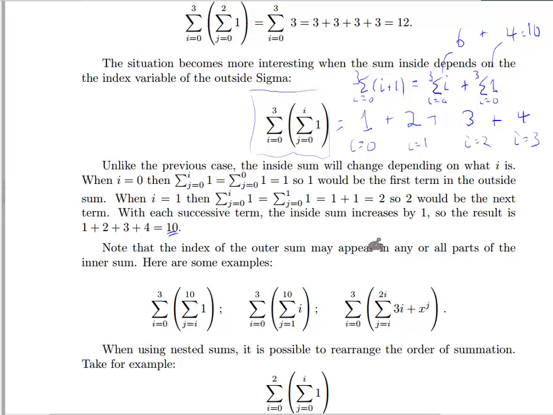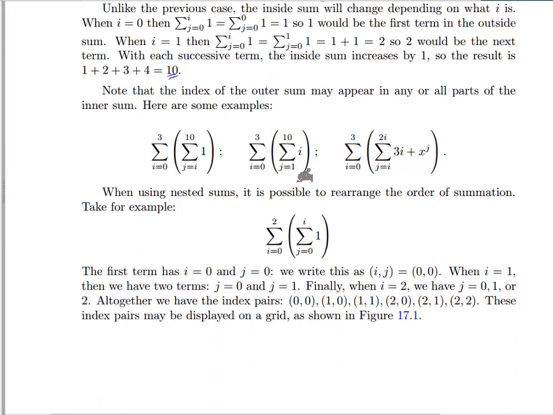Okay. Now, the index of the outer sum can appear anywhere in the inner sum. It could appear at the lower limit, it could appear in the summand, or it could appear in some combination of lower limit, upper limit, and summand. Okay? So be aware of that.